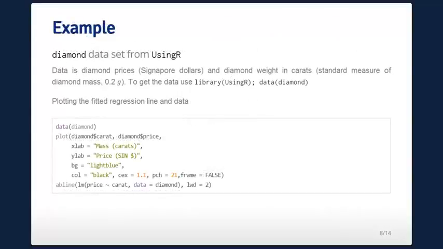So here's a nice data set to play around with, the diamond data set from using R. It's the diamond prices in Singapore dollars versus diamond weight in carats. Carats is a standard measure of diamond mass. I guess I didn't know this, but it's 0.2 grams. You can use library R and data diamond to get the data set.